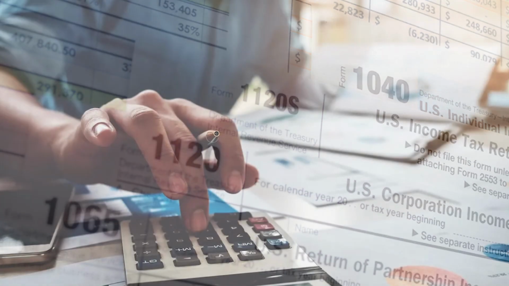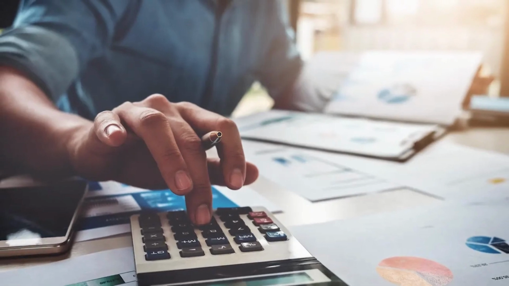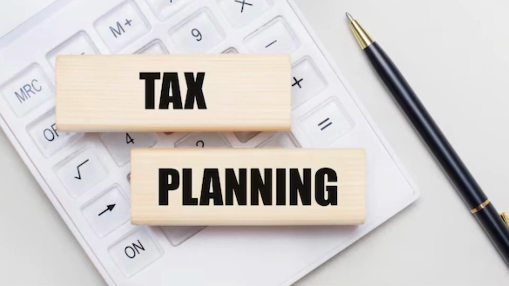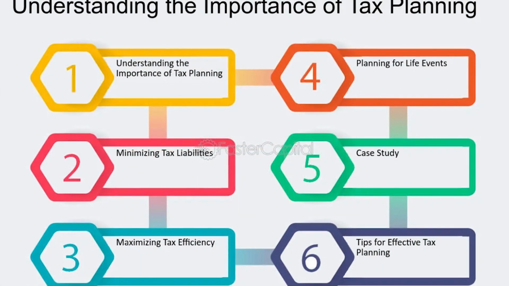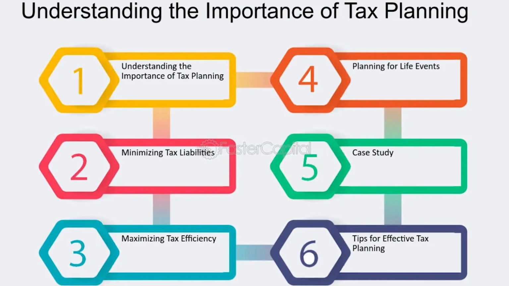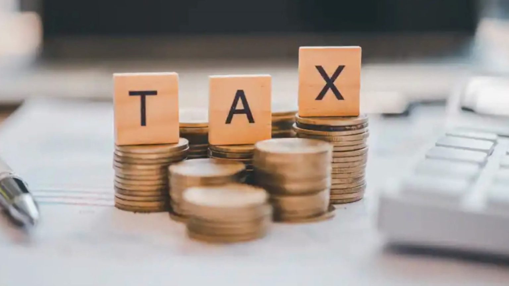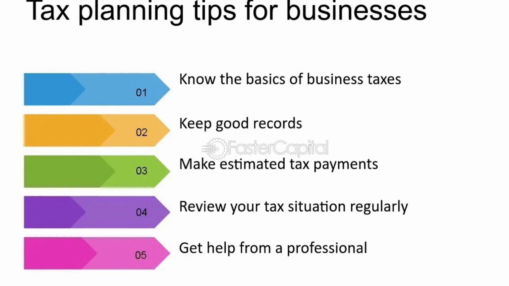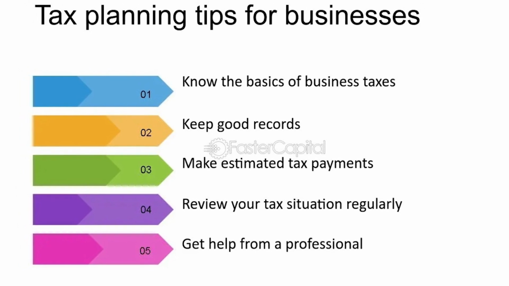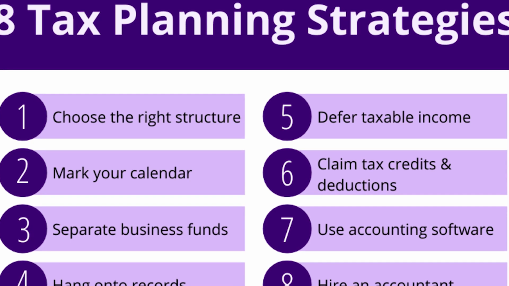Without organized records, you could miss out on deductions and credits you qualify for. Keep track of receipts, invoices, bank statements, and any other documents that prove your income or expenses. For those who are self-employed or own a business, this includes things like mileage logs, home office expenses, and supplies. Staying organized throughout the year will make the filing process much smoother and help you avoid costly mistakes.